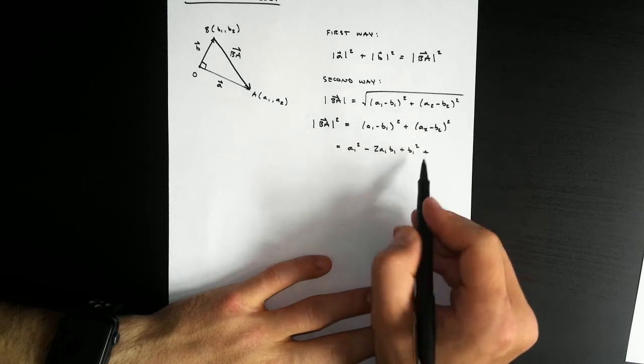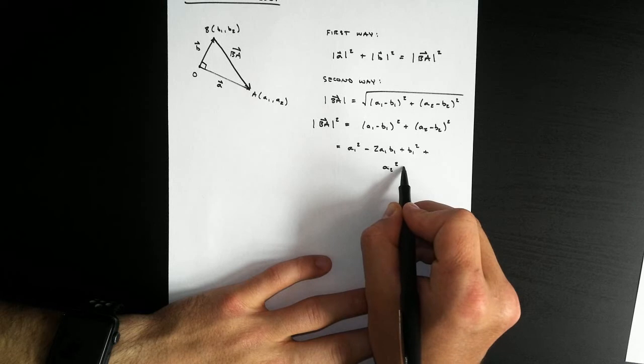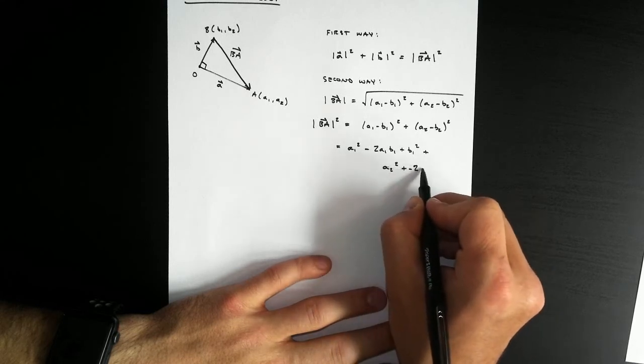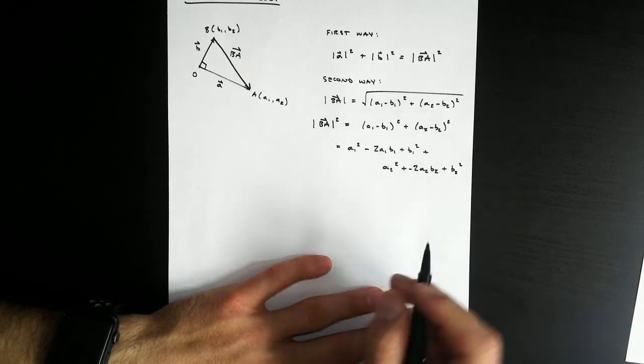And then we'll do the same thing for our second one, and running out of room a little bit, but we have A2 squared, and then that should be minus 2 A2 B2 plus B2 squared.